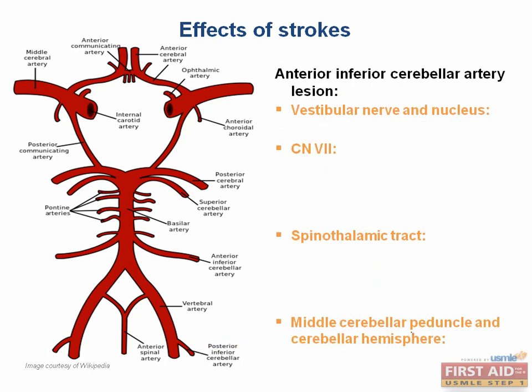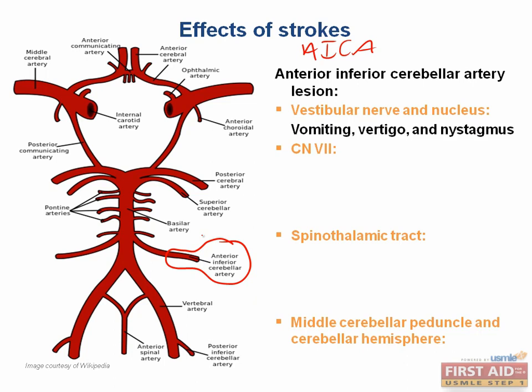The anterior inferior cerebellar artery, or AICA, also supplies many territories, and strokes there cause many symptoms. Here it is on the diagram. Areas affected include the vestibular nucleus, the spinothalamic tract, the dorsal cochlear nucleus, cranial nerves 7 and 8, and the middle cerebellar peduncle, part of the cerebellar hemisphere. Here I'm just listing the main ones. So what symptoms would you expect from these lesions?